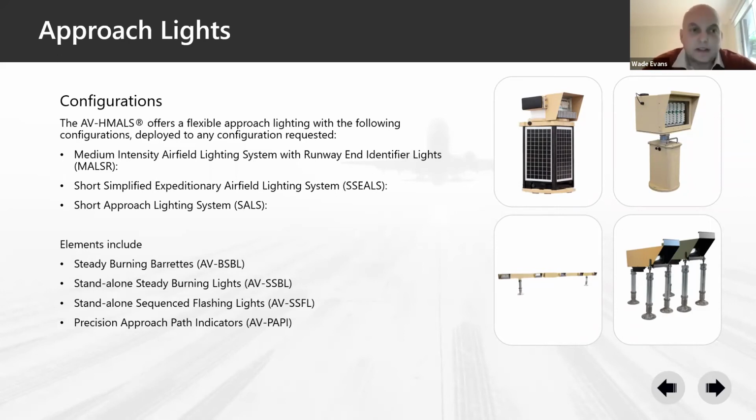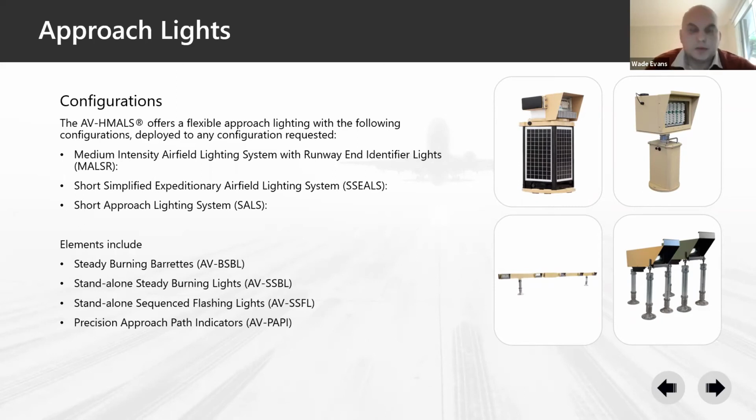They're then also supported by the standalone steady burning lights, or the SSBLs, which is in the top left-hand corner. These are self-contained solar steady burning lights designed for portability and self-contained solar charge, as well as compatibility with AC long lines and RF control, if and when required. The standalone sequence flashing lights, in the top right-hand corner, are similar to the standalone steady burning lights. In fact, they're a self-contained portable unit, which can be supplemented by a standalone solar system as well, designed to meet the same sort of requirements and needs as that standalone steady burning light.